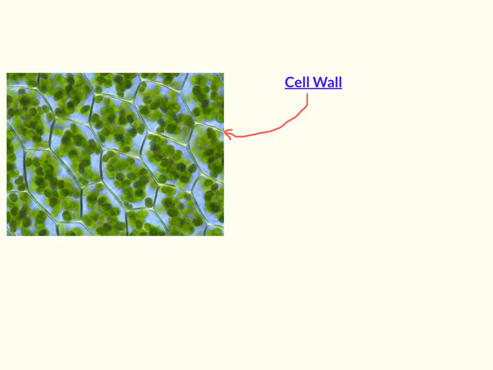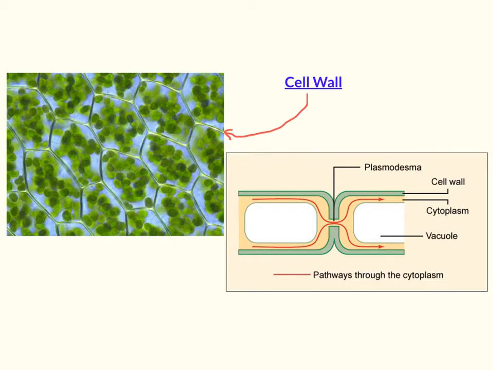The cell wall is the reason for the uniform shape of plant cells. When you look at the Elodea plant in lab, you will see the cells laid out in nice, neat rows. Plant cell walls have plasmodesmata, which are cytoplasm channels for communication between cells.